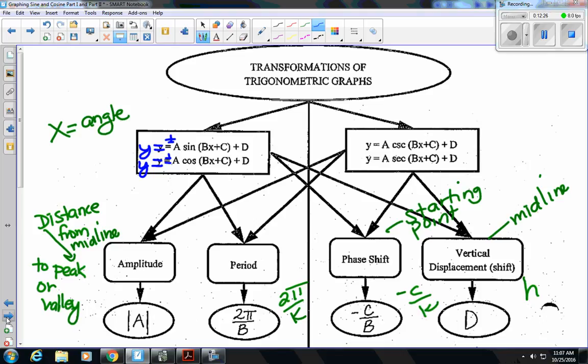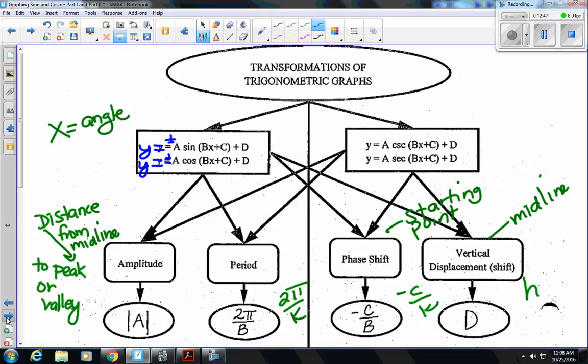All right, the phase shift. What does the phase shift do? It's your starting point. So for the parent functions, the phase shift was at 0 pi. But what if I don't want to start there? What if I want to move the graph and start it at pi over 2? Can I do that?